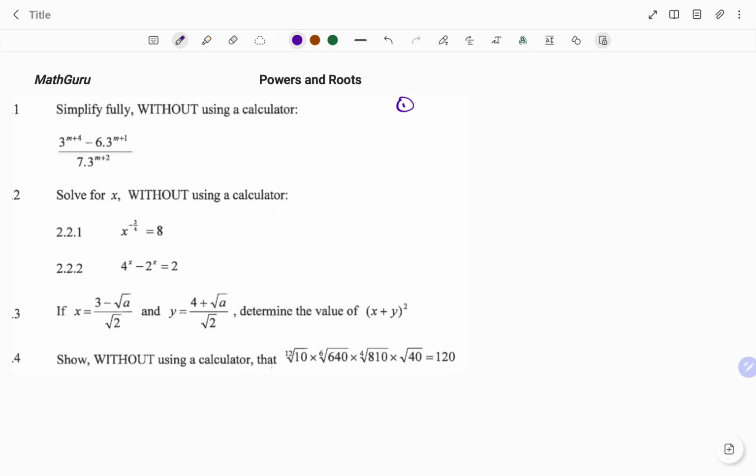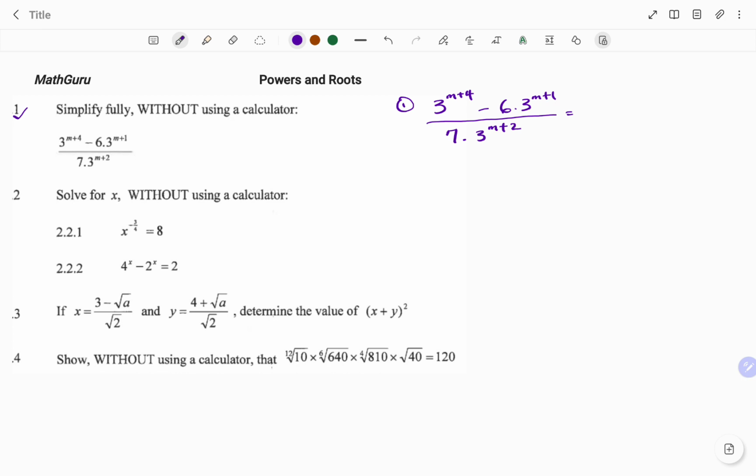The first question says, simplify fully without using a calculator: 3 to the power of m plus 4 minus 6 times 3 to the power of m plus 1, divided by 7 times 3 to the power of m plus 2. In order to solve this exponential expression, I start by splitting up each of the terms. That way, it's easy to identify the common term at the top and at the bottom.